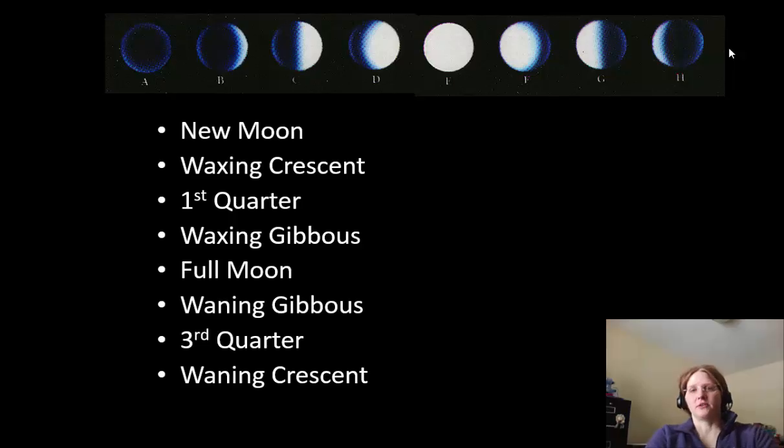What you should be careful about though is that this is how they look from Earth. This is only how they look from Earth. If you were somewhere else in the solar system, you would not see these phases in this order. So let me show you if you were above the Earth and the Moon system, like way high above the North Pole.